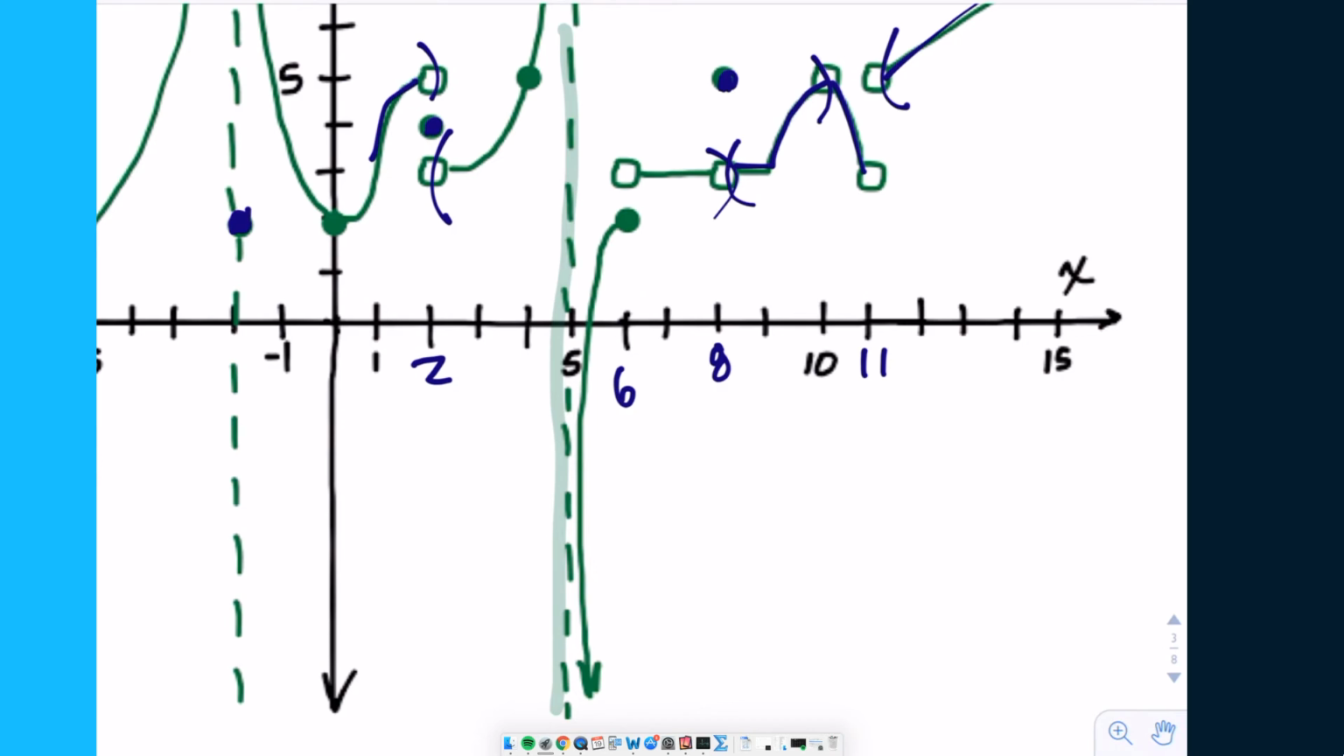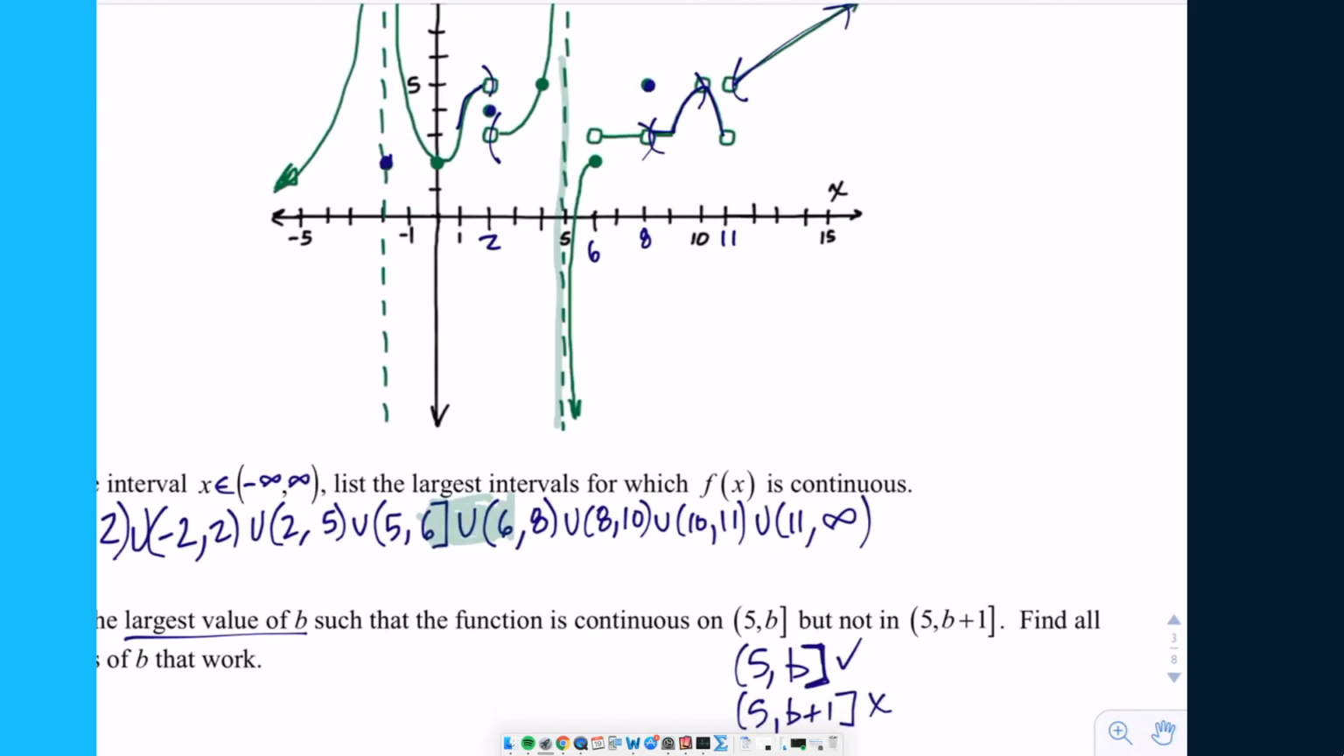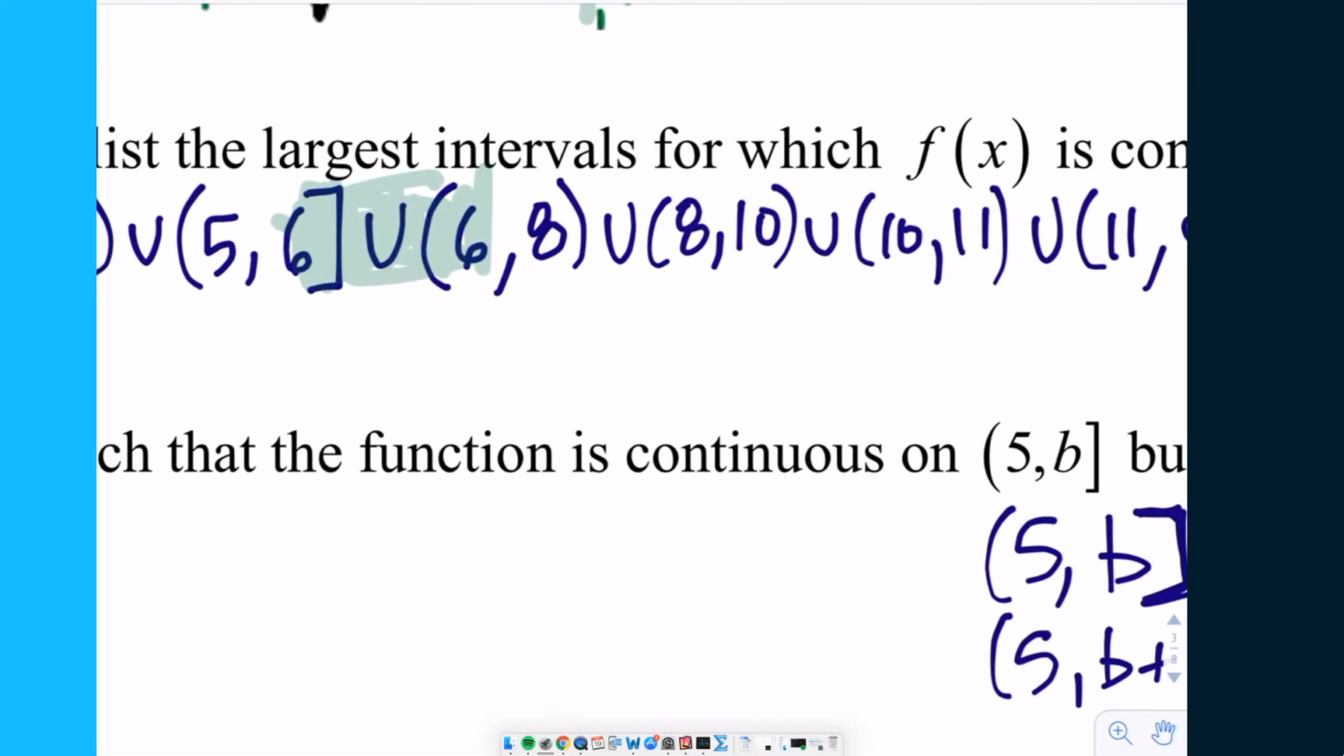But is that the largest value? No. Would 5.8 work? Yeah, because it would be continuous from 5 to 5.8 inclusive. But now when I add 1, it takes me to 6.8, and it fails for the same reason. What about 5.1? Would 5.1 work? Yep, because when I add 1, I get 6.1. So there's a lot of different values that it could be, but what would be the largest value that works? 6. Good. So the answer to this question is 6.